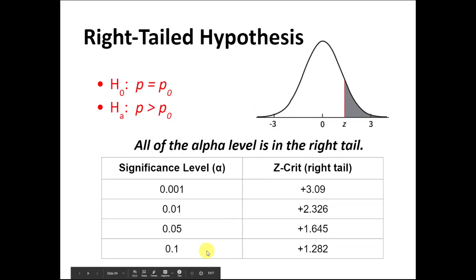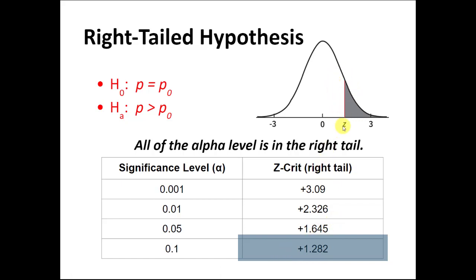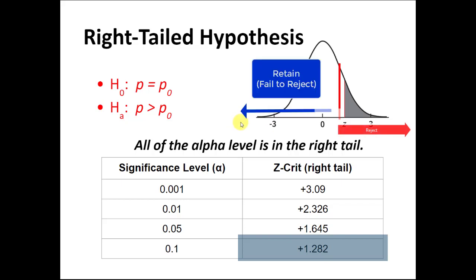And then finally, for a significance level of 0.1, in other words, 10% alpha level, in other words, 10% risk of committing a type 1 error, which is rejecting the null when the null should have been retained, your z-crit is going to be positive 1.282, and it's going to be more or less right about here. If you get a z obtained in your sample that is more than positive 1.282, you will consider that enough evidence to reject the null hypothesis. And if you get something that is less than positive 1.282, you will retain the null hypothesis of no difference.